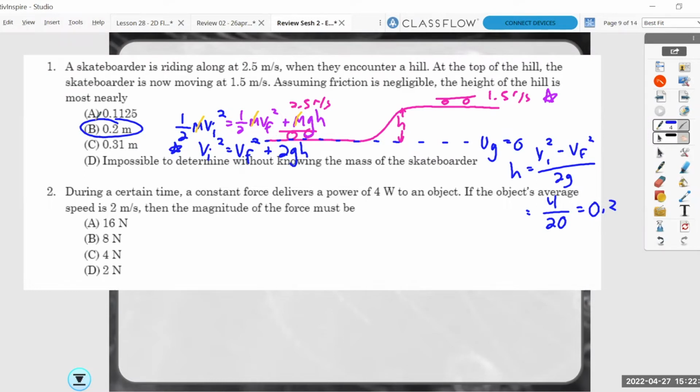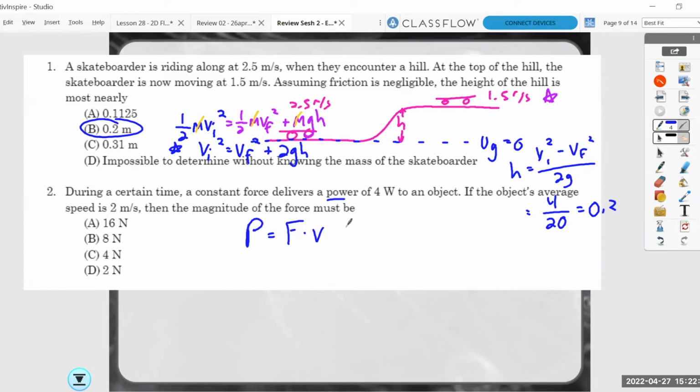Let's take a look at the second one. And I wanted to pull this out because this is a power question. A constant force delivers a power of 4 watts to an object. If the object's average speed is 2 meters per second, then what is the magnitude of the force? This is an important place to remember that power is force times velocity.